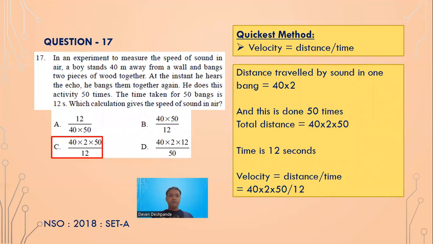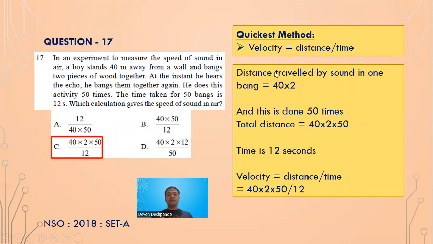Okay, next one. In an experiment to measure the speed of sound in air, a boy stands 50 meters away from the wall and bangs two pieces of wood together. At the instant he hears the echo, he bangs them together again. He does this activity 50 times. The time taken for 50 bangs is 12 seconds. Which calculation gives the speed of sound in air?